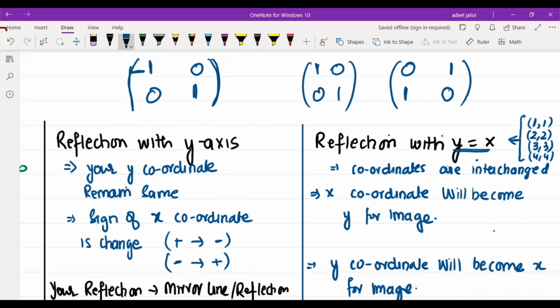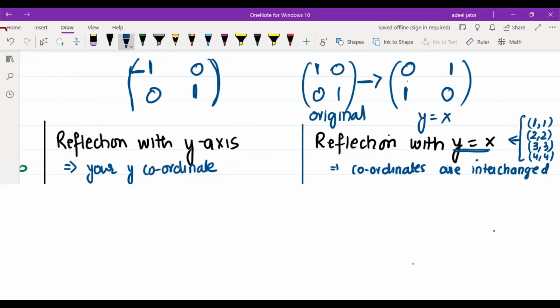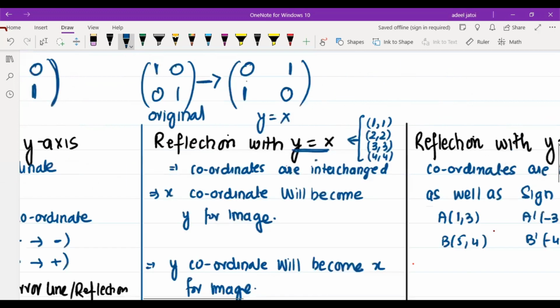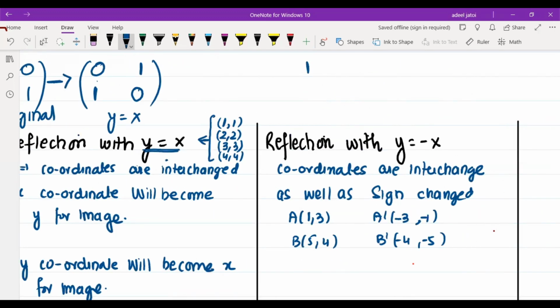So 1, 0, 0, 1 is your original, and it will become 0, 1, 1, 0 for y is equal to x. Similarly, when we have reflection in y is equal to minus x, 1, 0, 0, 1 is your original. It will be changed to what?